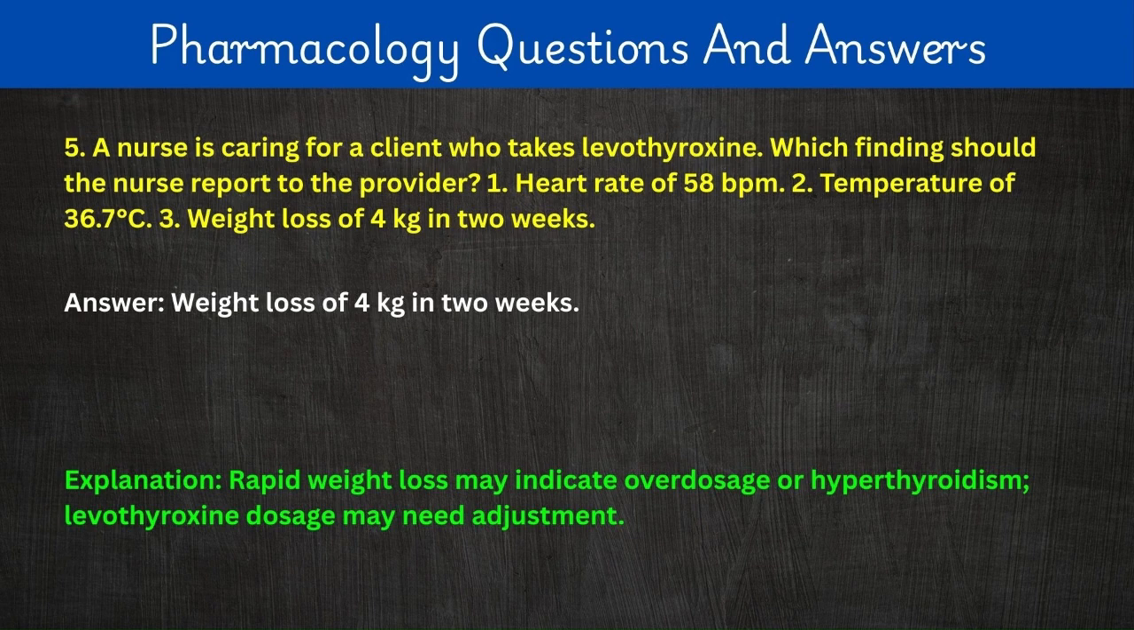Answer. Weight loss of 4 kilograms in 2 weeks. Explanation. Rapid weight loss may indicate overdosage or hyperthyroidism. Levothyroxine dosage may need adjustment.